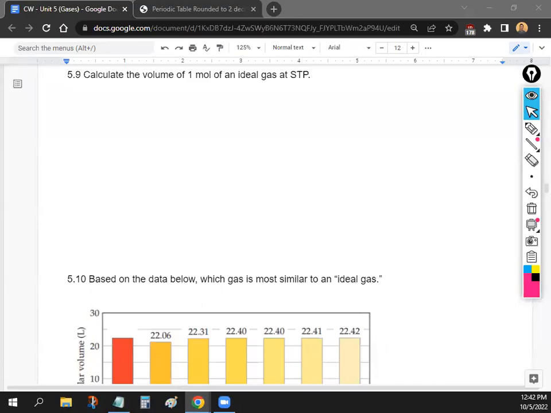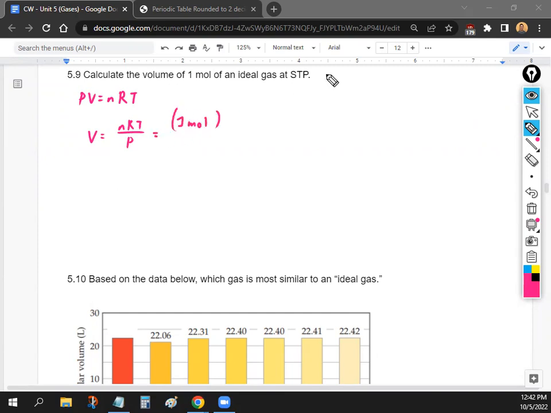Okay, so we're gonna be using the ideal gas law, PV equals nRT. So for 5.9, which variable are we solving for? Yeah, volume V. So we can rearrange this equation as V equals nRT divided by P, and then we just need to plug in our numbers. So we have 1 mole for n.